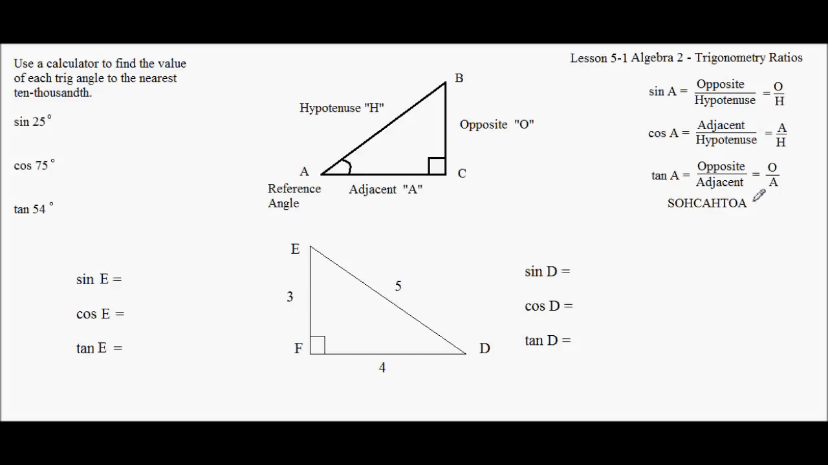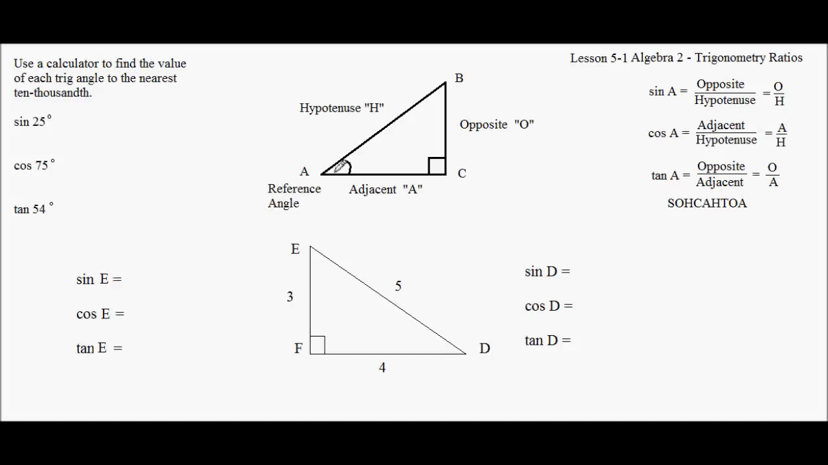You have to memorize these. They should be committed to memory. Some people use the acronym SOHCAHTOA. Sine is opposite over hypotenuse, cosine is adjacent over hypotenuse, tangent is opposite over adjacent: SOHCAHTOA.